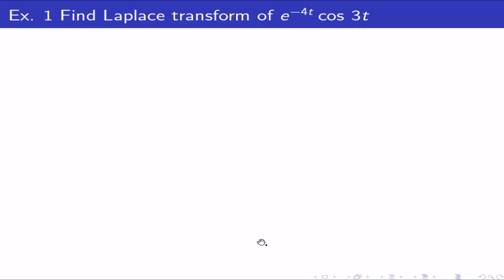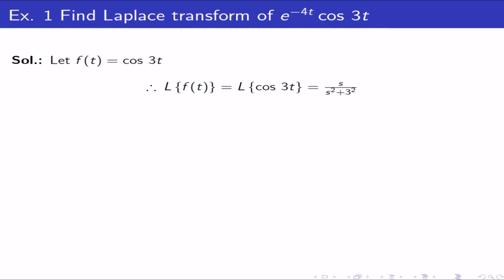Let us see an example. Find the Laplace transform of e raised to minus 4t cos of 3t. Let f of t be equal to cos of 3t. Therefore, Laplace transform of f of t is equal to Laplace transform of cos of 3t, that is equal to s upon s square plus 3 square. And therefore, Laplace transform of f of t is equal to s upon s square plus 9. 3 square can be written as 9, since Laplace transform of cos of at is nothing but s upon s square plus a square.